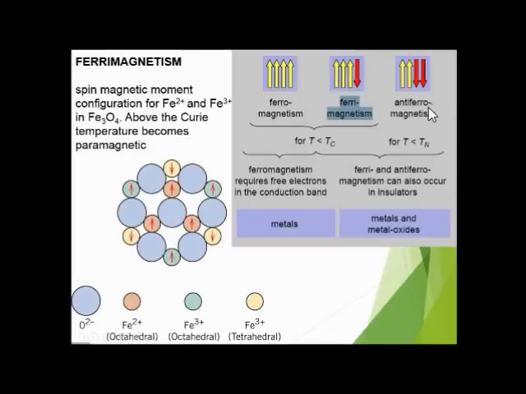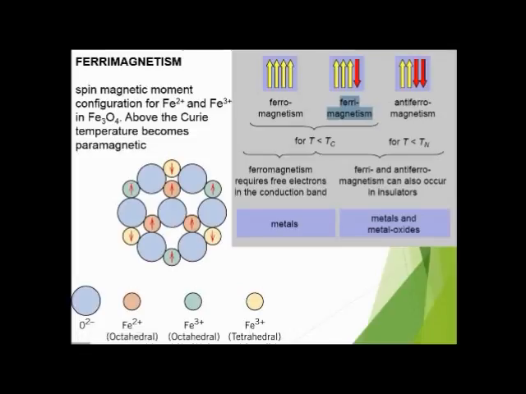And in the case of antiferromagnetism, the same number of moments are opposite. It means if n number are in the same direction, or parallel, then the same n number will be in the anti-parallel direction.